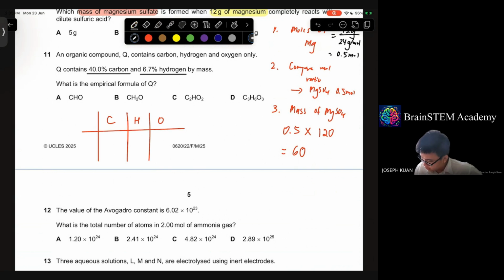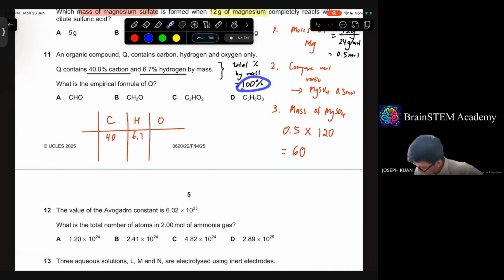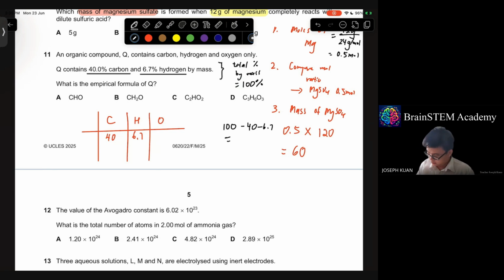Now, these three elements, their total percentage by mass should equal 100%. That means if we have 40% carbon and also 6.7% hydrogen, the remainder will be oxygen. So we take 100% and minus 40 and 6.7. That should give us roughly 53.3% of oxygen. Now, using the data here, we can find the mass ratio, right?